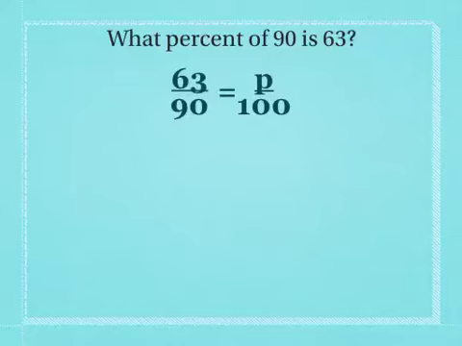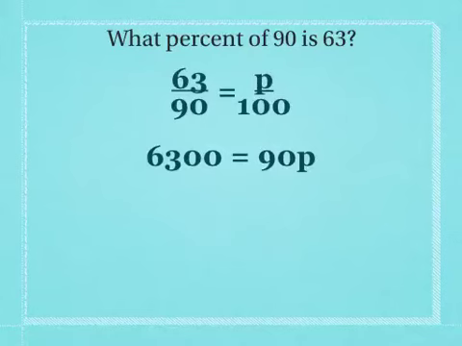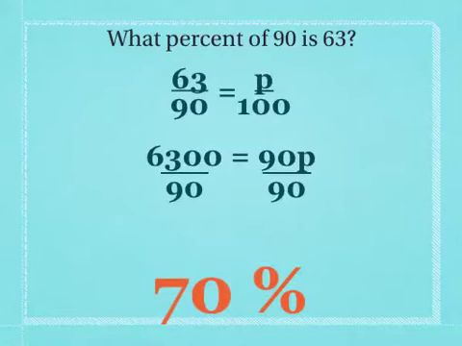We talked about solving proportions in the last lesson. So this time, this is a proportion that we're going to need to cross multiply. So we have 63 times 100, which is 6,300, equals 90 times P. My goal is to solve for the variable P, so I need to divide by 90 on both sides. 6,300 divided by 90 will give you P equals 70%.